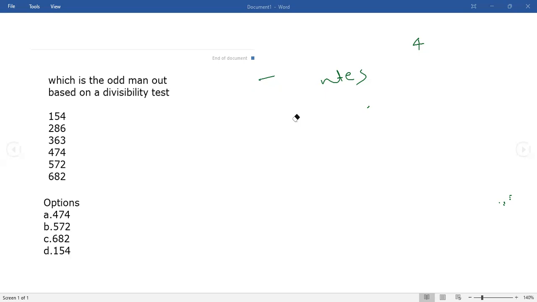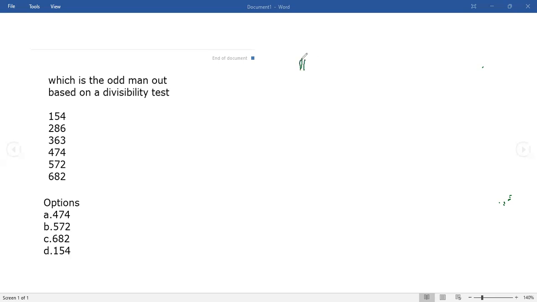So what is the answer? Anyone else? 474. Because all the numbers are divisible by 11, except 474, I think. For 11, there is an idea, okay?